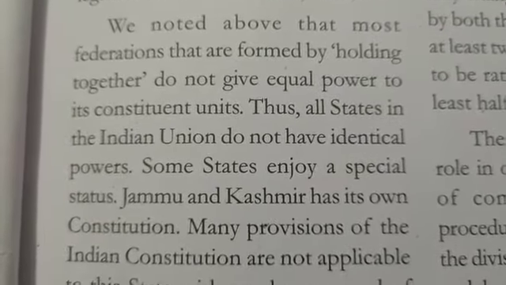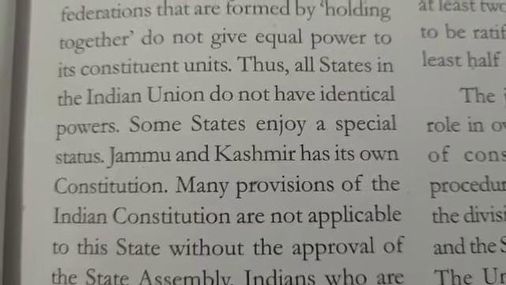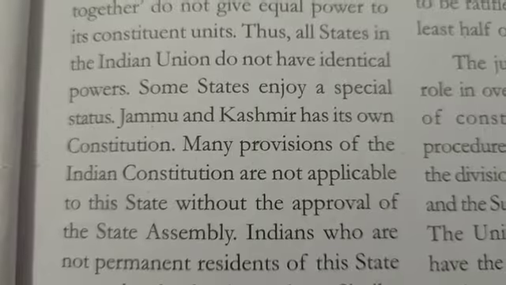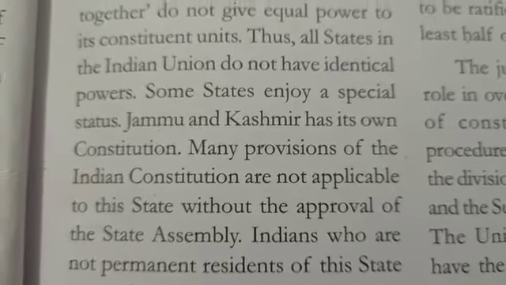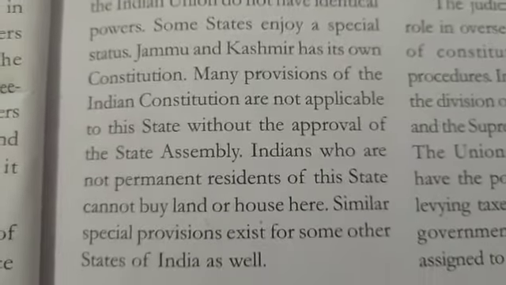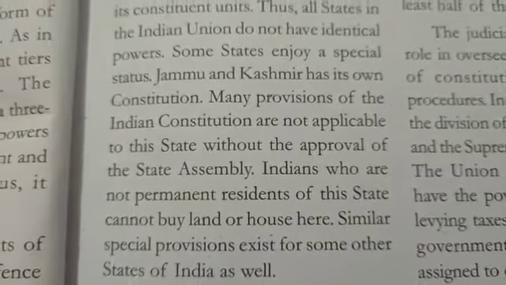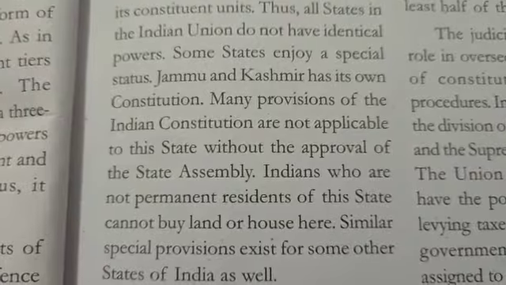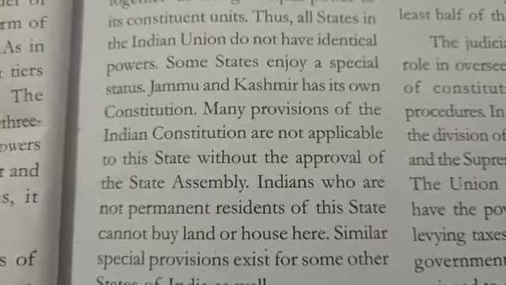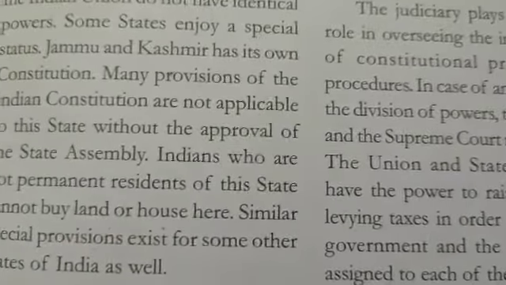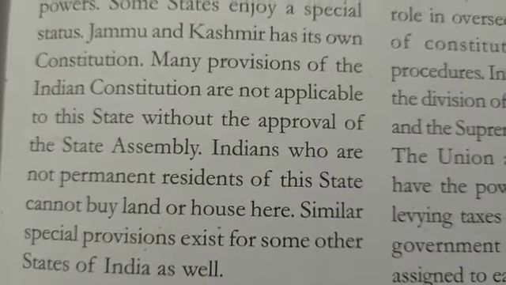Jammu and Kashmir has its own constitution. Many provisions of the Indian constitution are not applicable to this state without the approval of the state assembly. Indians who are not permanent residents of this state can't buy land or a house here. Similar special provisions exist for some other states of India as well.